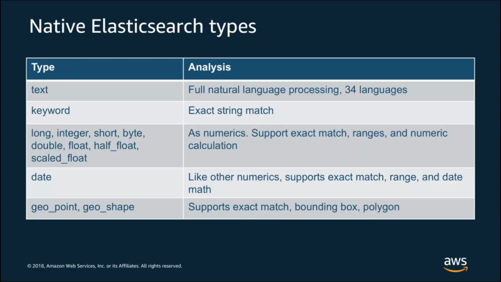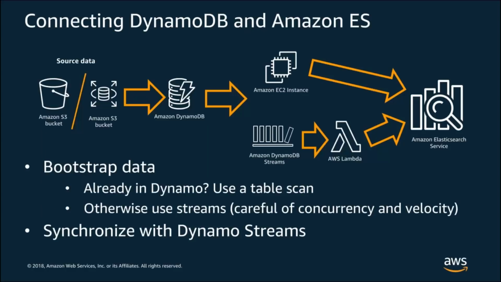For the integer types, again, those will be indexed as numerics. They support exact matches as well as ranges and calculations on them. Dates, like other numerics, do support exact matching as well as date math. And then we have our geotypes, geopoint, geoshape. I can do bounding box searches. I can do geopolygons, and that allows me to match those. So that's how we'll get our data into Elasticsearch, well, into Dynamo and then into Elasticsearch and make it searchable.